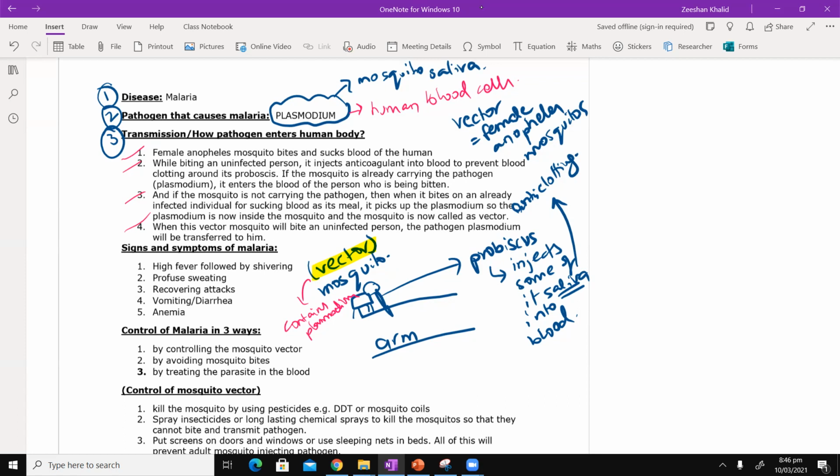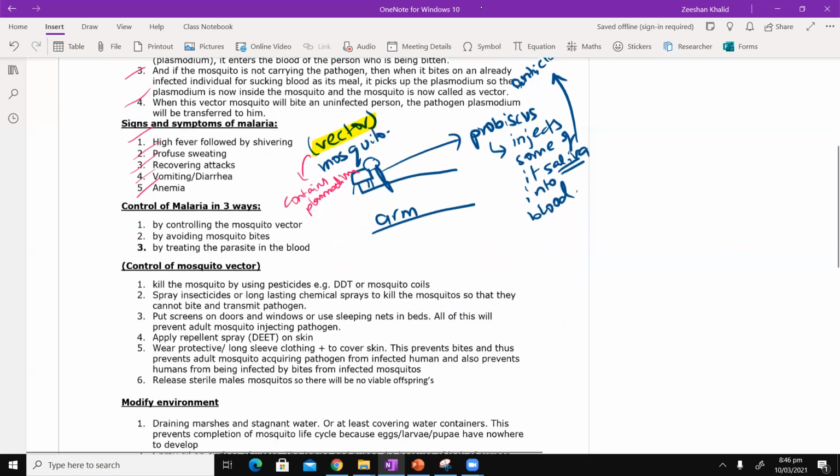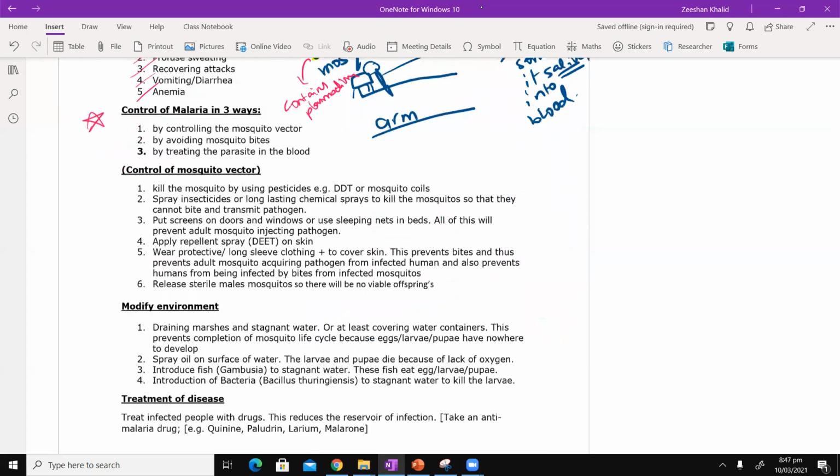So this is the transmission life cycle. Past papers make questions saying you have to describe how malaria is transmitted. This is basically what happens. Signs and symptoms आपको पता हो जाए तो अच्छी बात है, वैसे ये requirement नहीं है syllabus की. But the important part of this topic is controlling the malaria. Okay, now there are three angles by which we need to look at this.